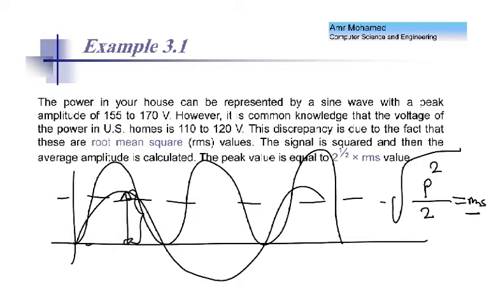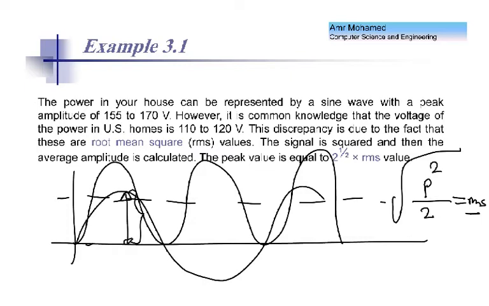So this is the RMS value, which is basically the peak value divided by square root of 2. That's it. So from that example, if I need to know the peak value of the voltage level in the US, what do I need to do? This is the RMS value. What do I need to do?